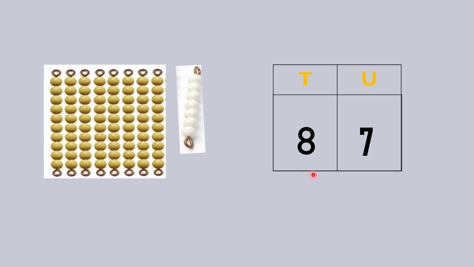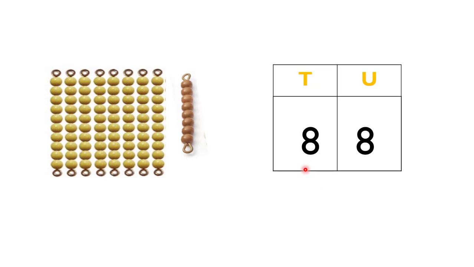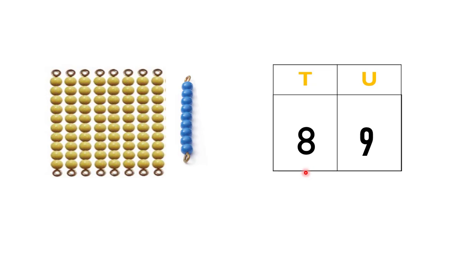8 tens and 7 is 87. 8 tens and 8 is 88. 8 tens and 9 is 89. आज हमने 89 तक नंबर्स बनाना सीख लिए हैं.